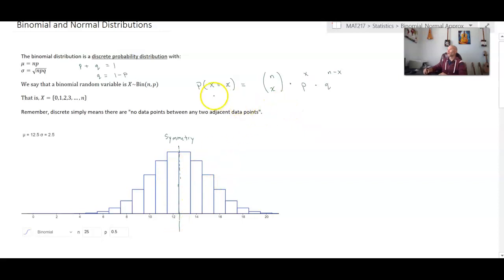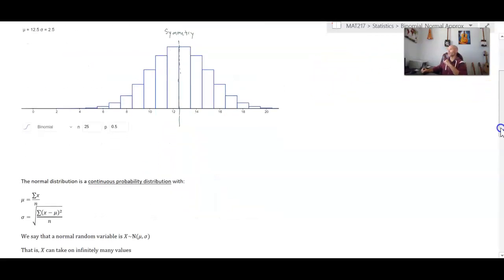So if I wanted to know the probability that x equals 12, well, then I would take 25 choose 12, the number of ways that could happen, times 0.5 to the 12 times 1 minus 0.5, which is also 0.5, to the 25 minus 12, which would be 13. Okay, so that's how I would compute those probabilities.